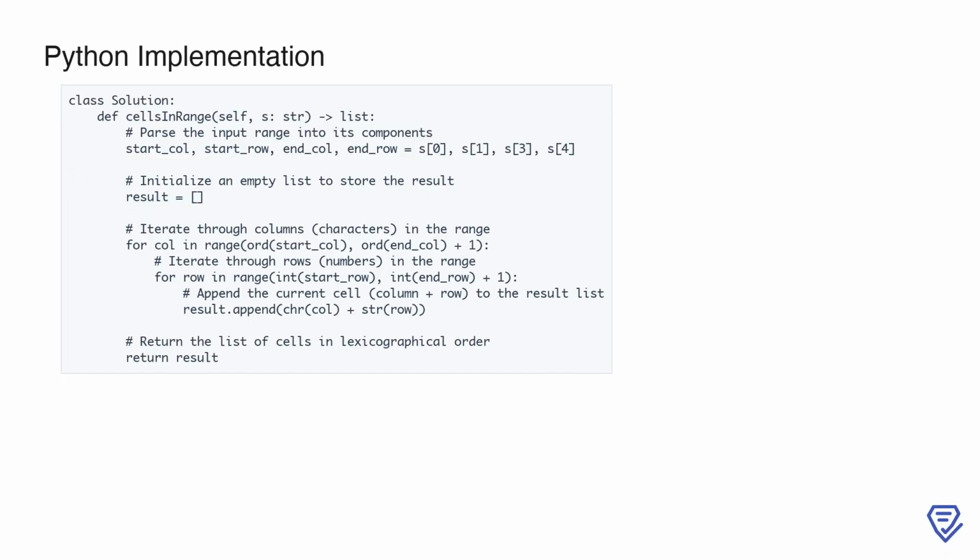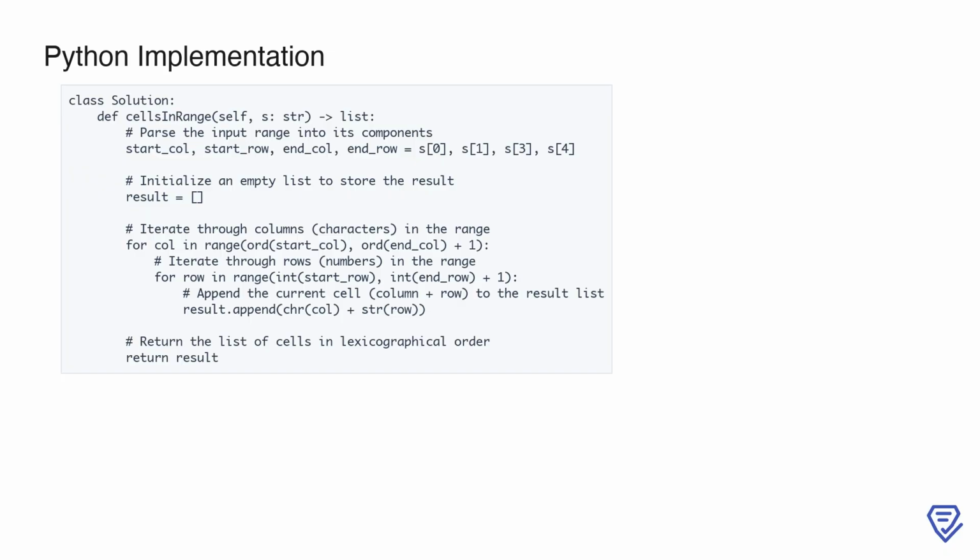Next, an empty list named result is initialized to store the cell references. The solution proceeds with two nested loops to generate the cell references. The outer loop iterates through the columns in the range, using the ord function to convert the column letters into their ASCII values. This allows iterating through the character range from start_col to end_col. The chr function is used later to convert the ASCII values back into letters.